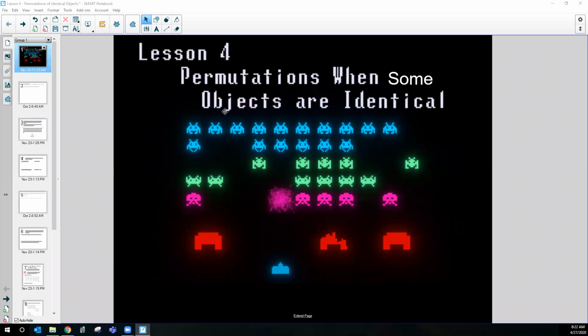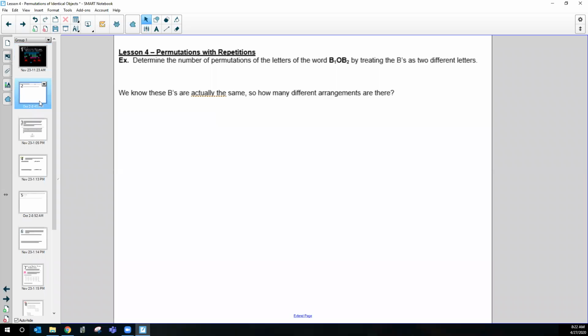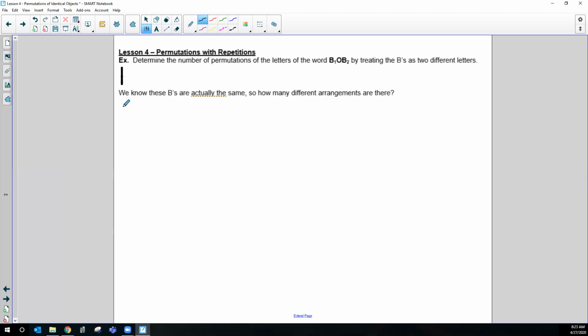Okay, so today we're going to be doing lesson 4, which is permutations when some objects are identical. To describe this, before, when we were doing this part right here, we have the letters B1, O, and B2. We'll treat the B's as two different letters. So how many ways can we arrange this?